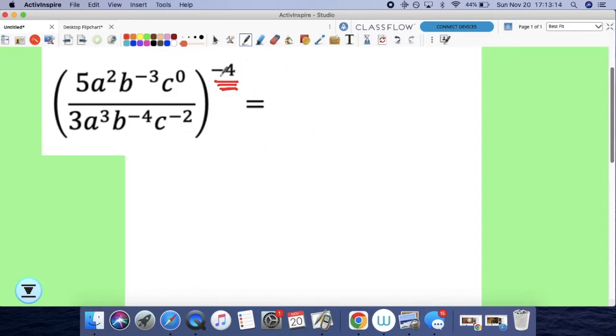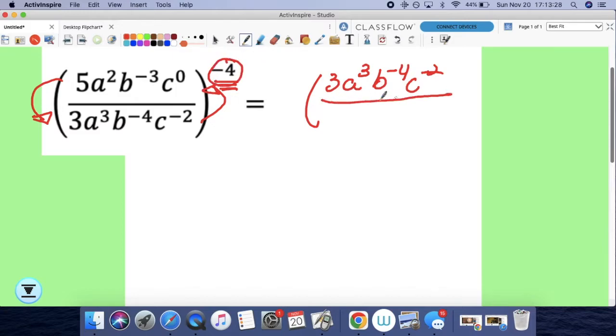Okay, so we're going to change, right? The numerator is going to become the denominator, and the denominator becomes the numerator. So let's rewrite that. We're going to get 3a cubed b negative 4. Don't change anything inside here. The only thing we're going to change is this guy here. Over 5a squared b negative 2 negative 3 c to the 0. And to the 4th power, we got rid of the exponent.